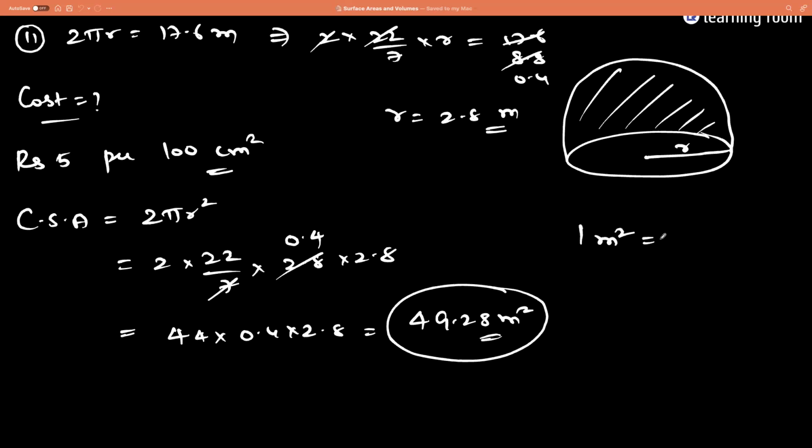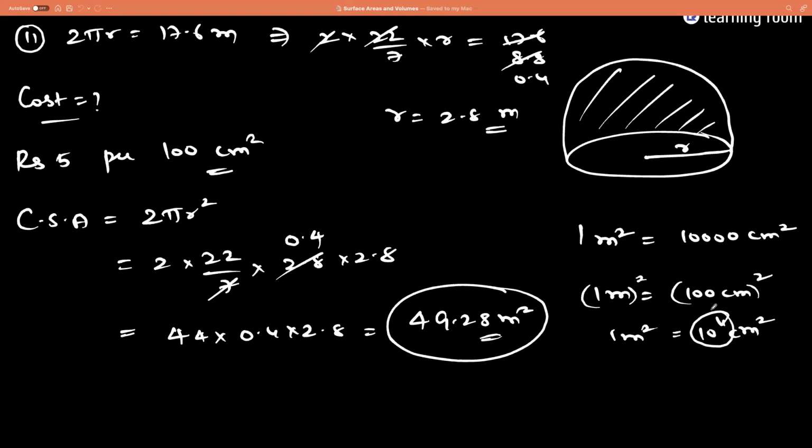So 1 meter square is 10,000 centimeters square. Accepted? Because 1 meter is equal to 100 centimeters. So squaring on both the sides, we get 1 meter square is equal to 10 power 4 centimeter square. This 10 power 4 we can write as 10 power 2 into 10 power 2 centimeter square.